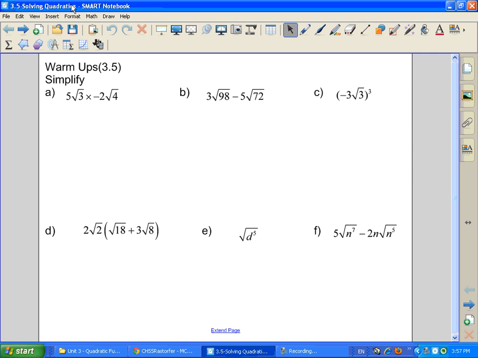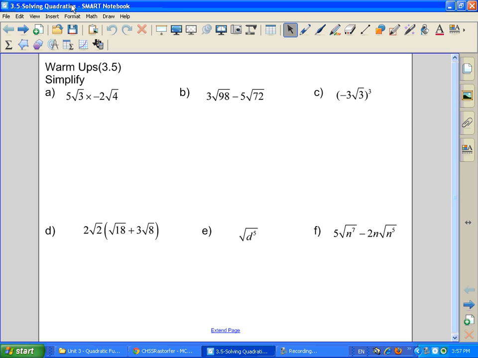Today we're looking at solving quadratics. Before we get to that, let's just do some warm-ups to refresh our brain on radicals. We see radicals when we use the Pythagorean theorem, as well as when we use the quadratic formula, which we're going to extend on today. All right, so let's start off with our warm-up.